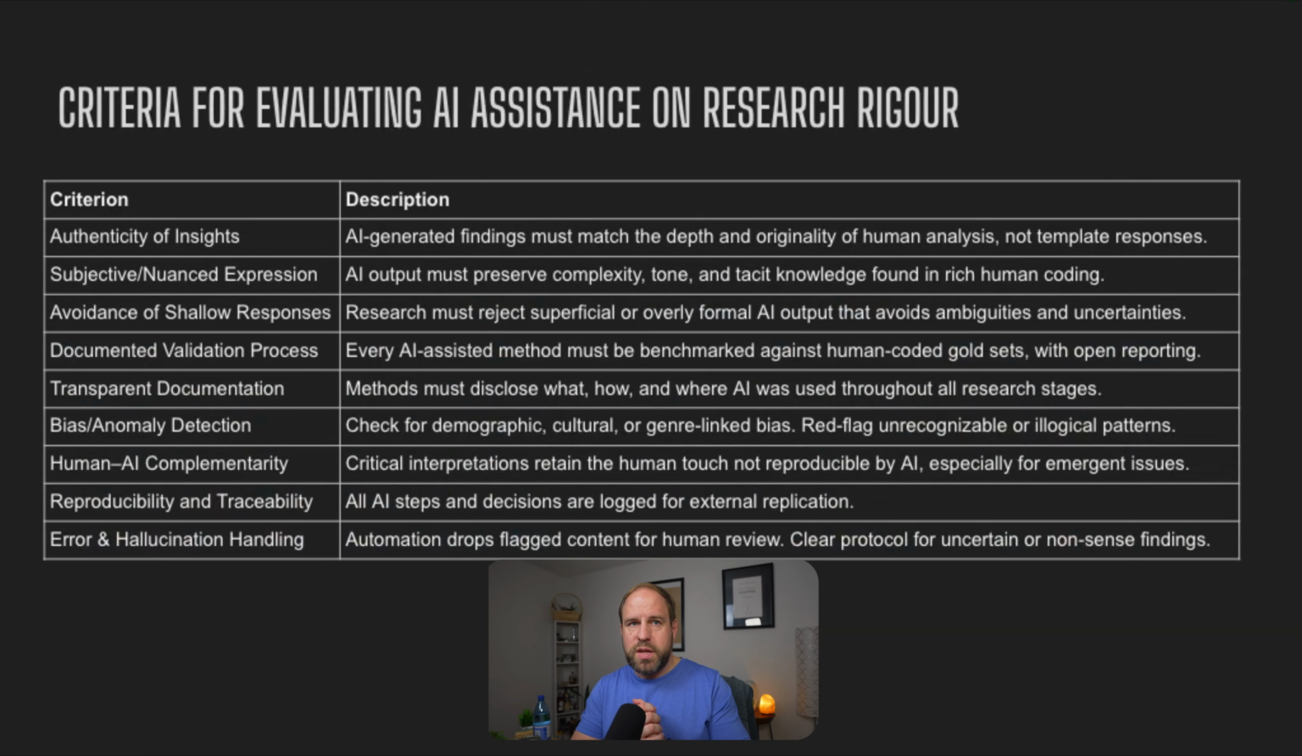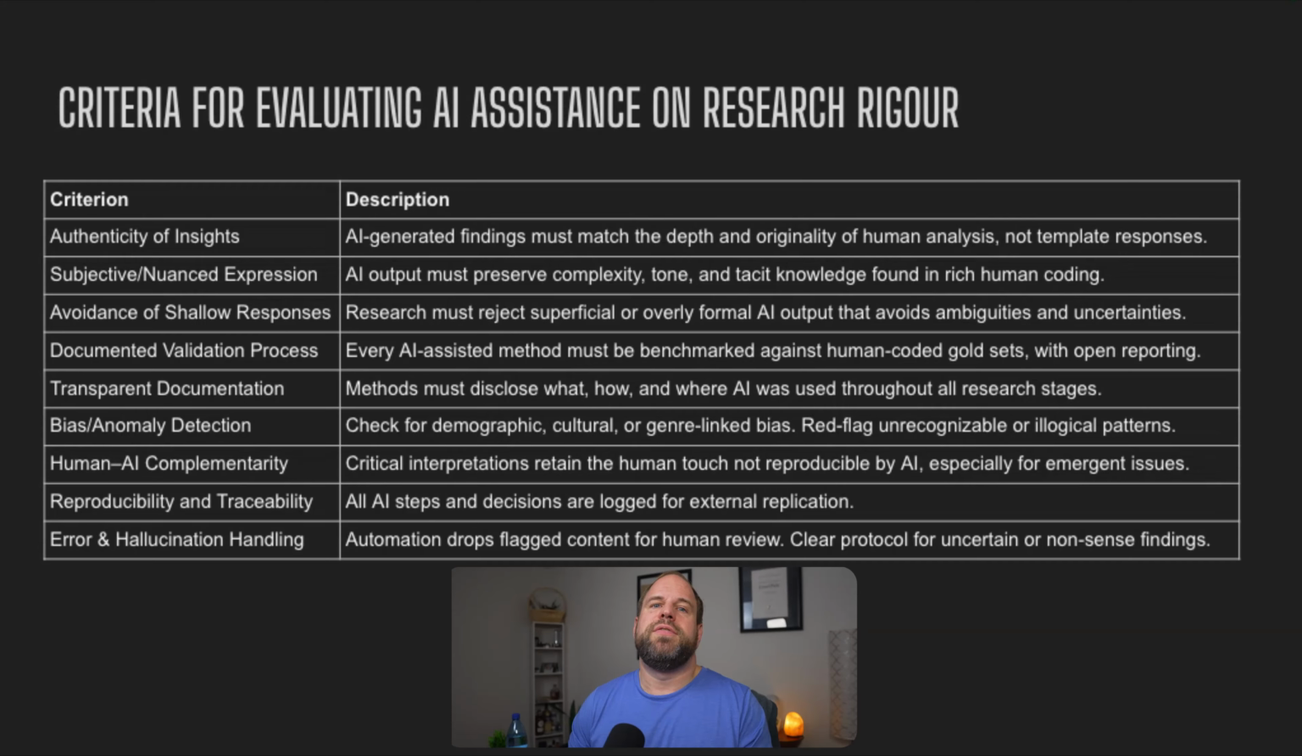Okay, so here are the criteria for evaluating AI assistance on research rigor. Again, another table, I know, but it's basically so that you can check if the AI is helping with research in a good and honest way for you, so that you can go through this basically as a checklist so that the AI is not messing up the research quality. Authenticity of insight means the AI's conclusions need to be deep and original, just like a human's. They shouldn't be simple copied templates. Is that not possible? Then it's not rigorous enough.